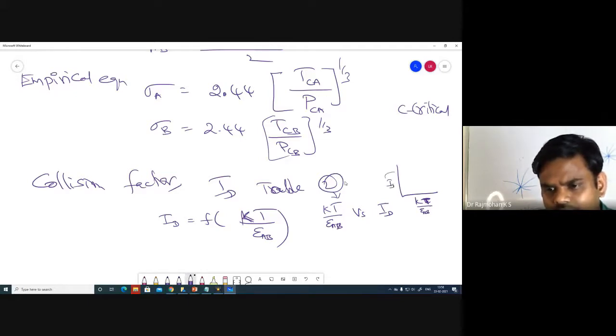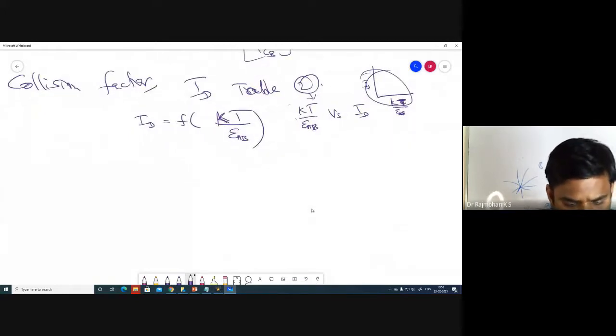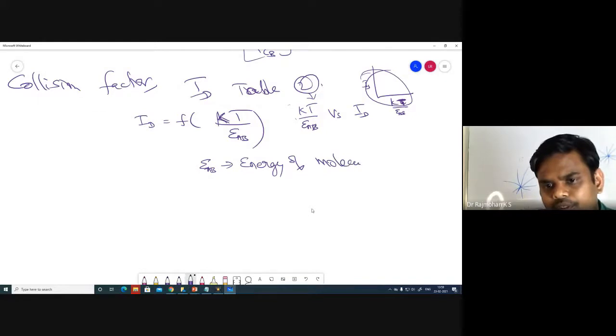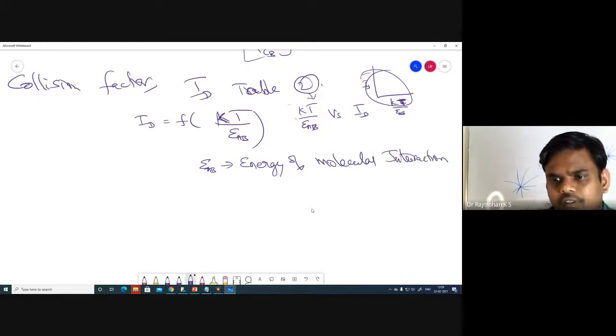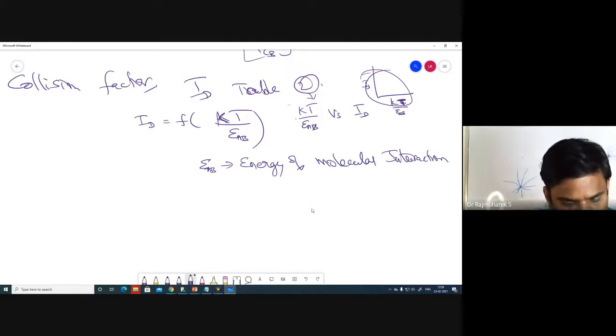Accordingly, it is given here in the form of a table, which we will make use of. Where K is the Boltzmann constant, what is epsilon AB that we are talking about? It is the energy of molecular interaction. For non-polar items, we can find this one.